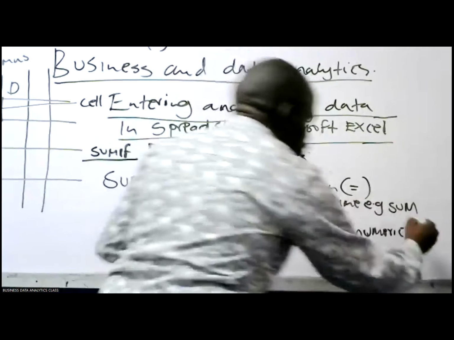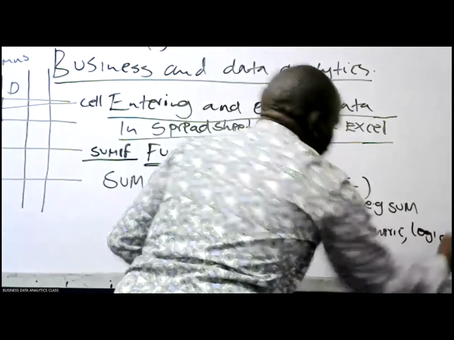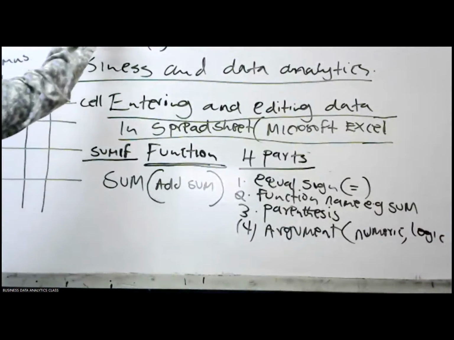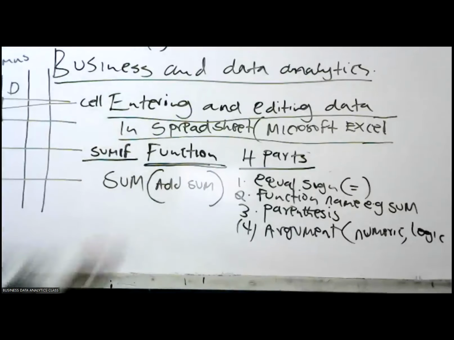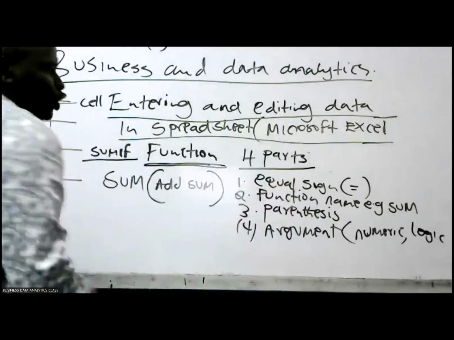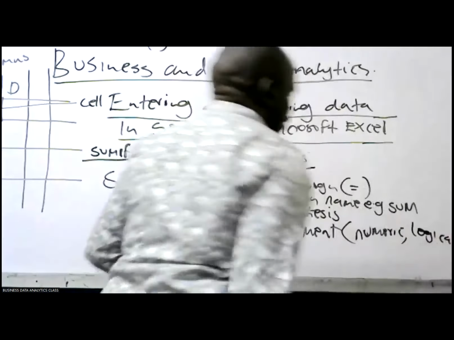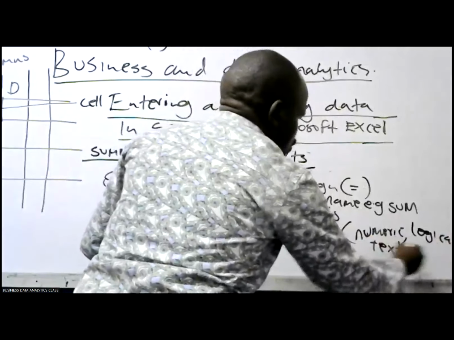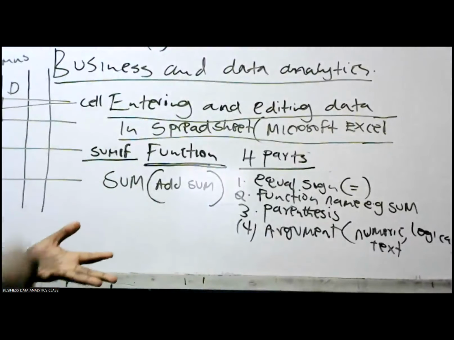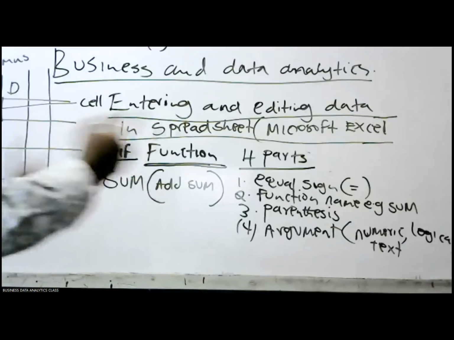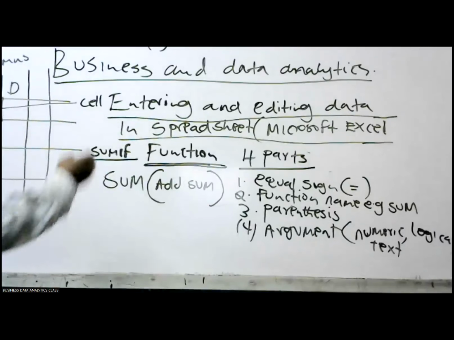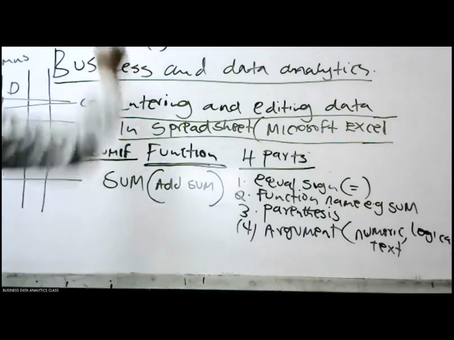It can also be a logical, and then we have also the text. So under the argument, it can be a numeric, it can be a logical, it can be a text. The normal numeric, we add some numbers, and the logical is the one we use, maybe, with an if function.